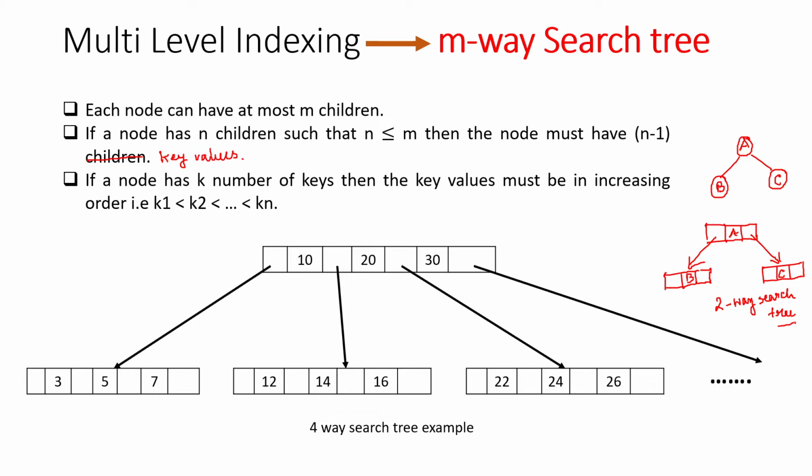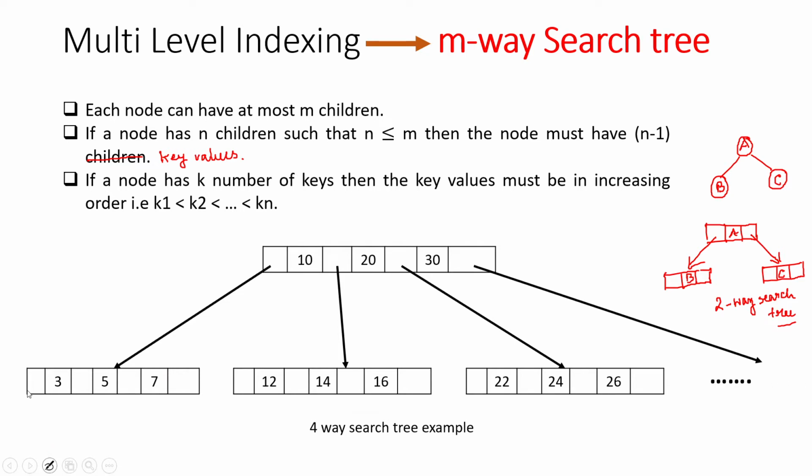So a BST is also a special type of M-way search tree where the maximum number of children is 2, and one more criterion is there, that the left child is less than its parent and the right child is greater than its parent. But it is true for an M-way search tree also.